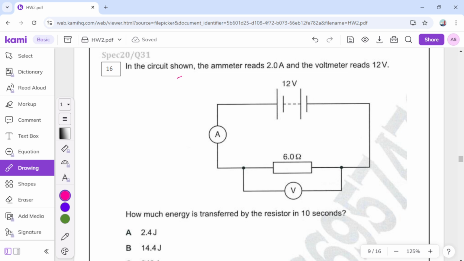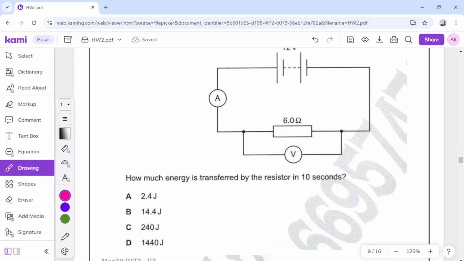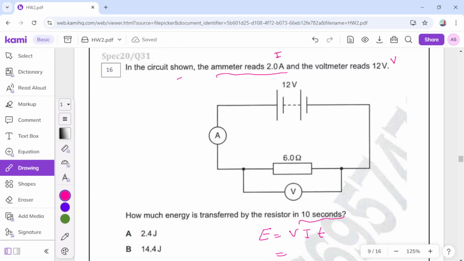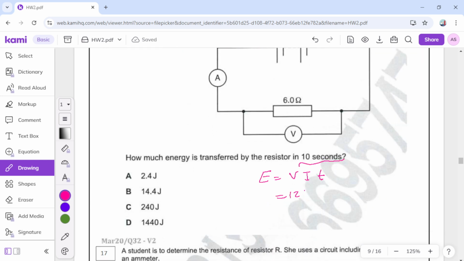In the circuit shown, the ammeter reads, this is the ammeter reading current, and the voltmeter we have voltage. How much energy is transferred in 10 seconds? So as you know, energy equals VIT. So 2 multiplied by 12 multiplied by 10 equals 40 joules.